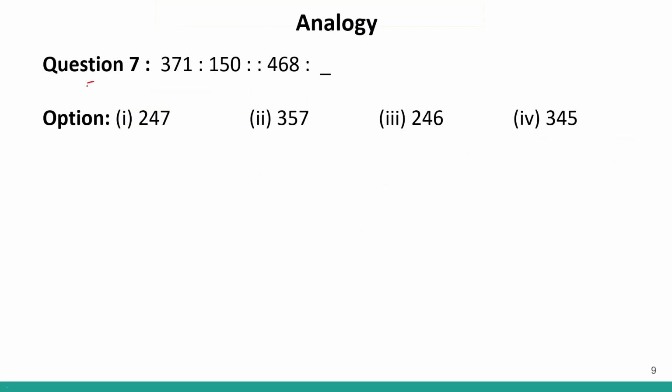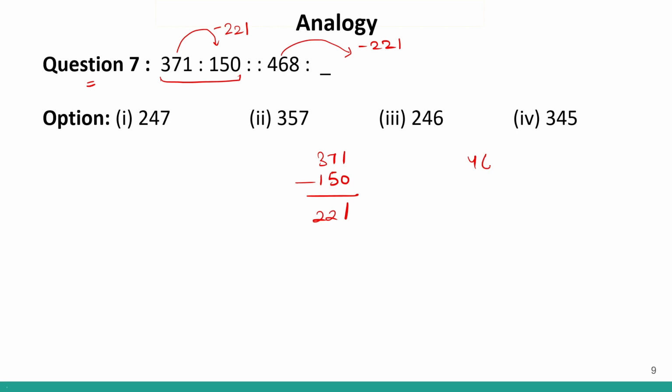Okay. Question number 7. Again I see bigger digits. These are 3-digit numbers. So let me check the sum or the difference first. Between the first pair, 371 and 150, what is the difference? 221. So basically if I subtract 221 from 371, I will get 150. So now let us apply the same logic with 468. 468 minus 221, how much will it give me? I will get 247. Is 247 given in any option? Yes, it is given in option number 1. So option number 1 will be the correct answer to this question.